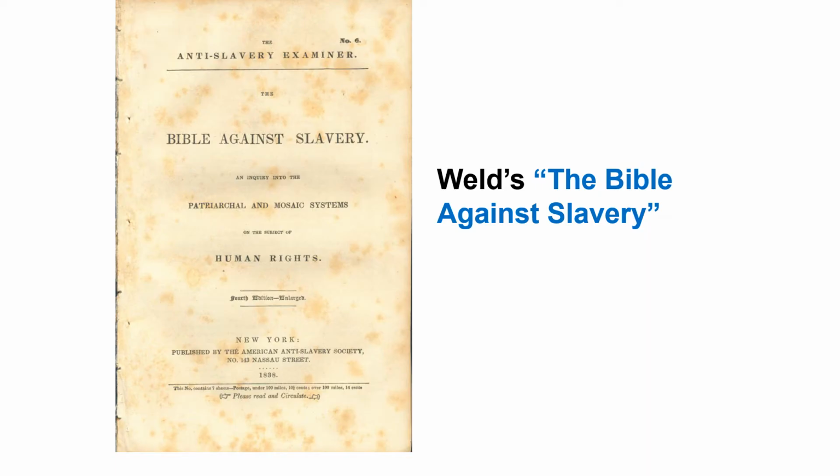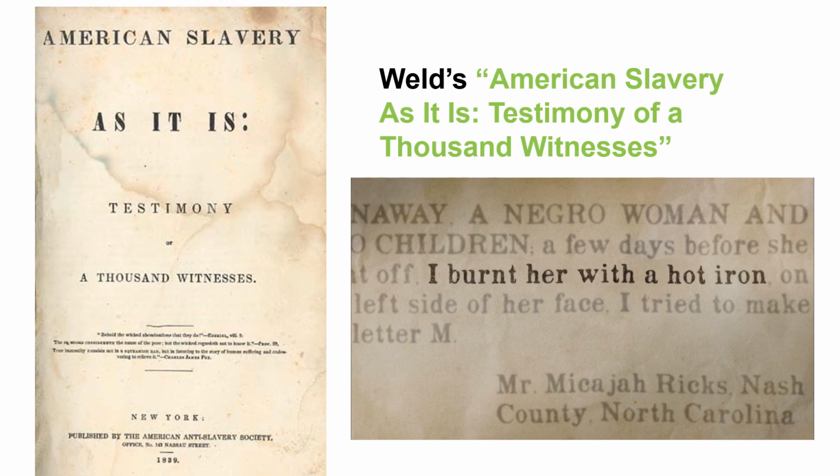In 1837, he published a book, The Bible Against Slavery, in which he outlined a theological argument against the institution. Keep in mind that many people interpret the Bible to endorse slavery. I'll talk a little more about that in a subsequent video. Two years later, in 1839, he followed with another book, American Slavery as It Is, Testimony of 1,000 Witnesses. It amounted to a bunch of stories from slaves themselves, kind of like an oral history.